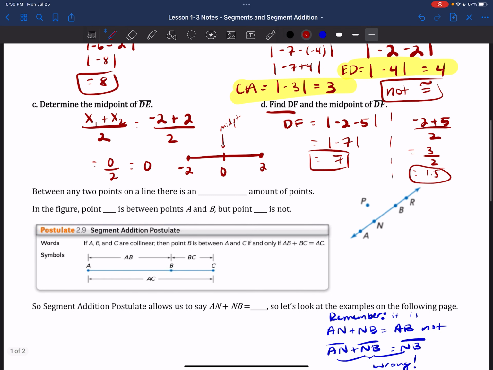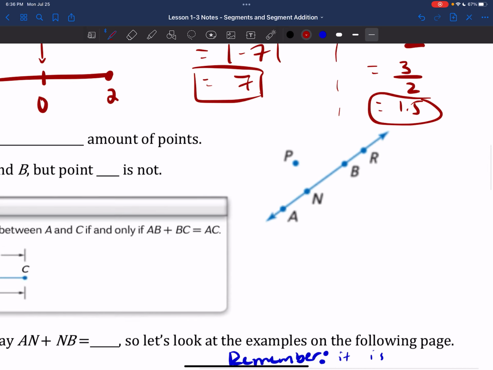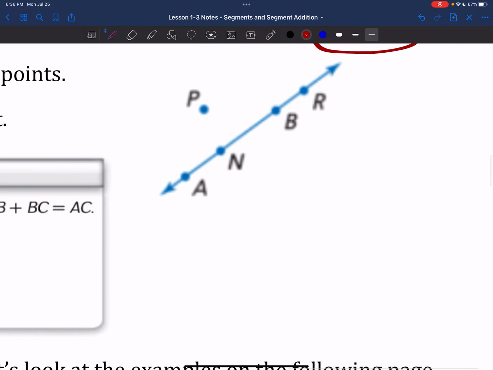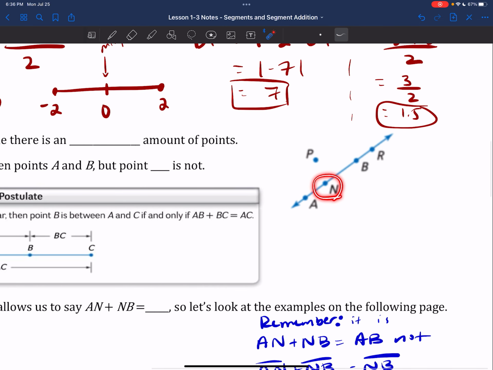Next thing, it says between any 2 points on a line, there is a blank amount of points. So here, let's take a look at this particular line, and here are these 2 points, right? Between these 2 points, there's something between those particular points, right?